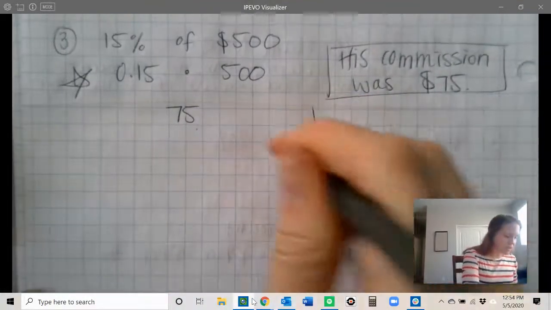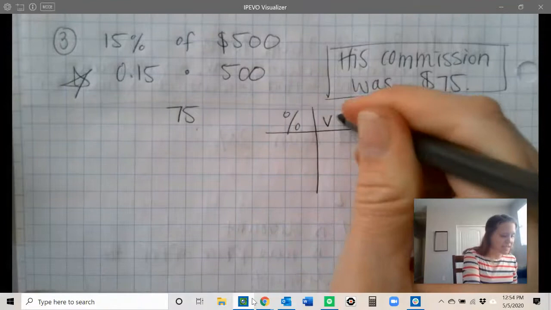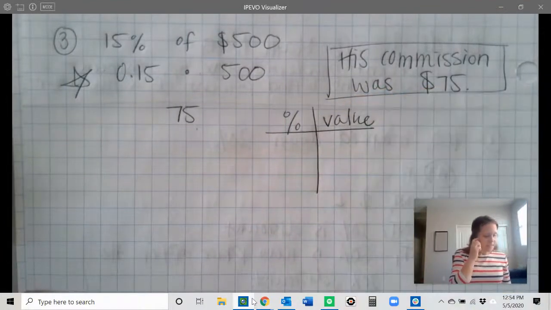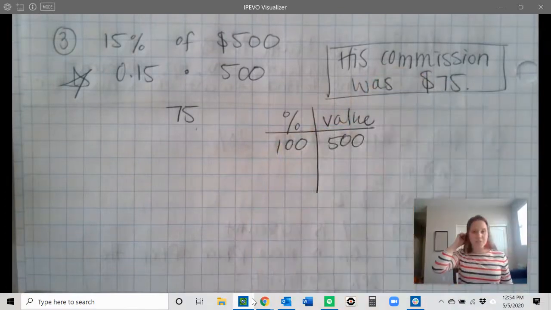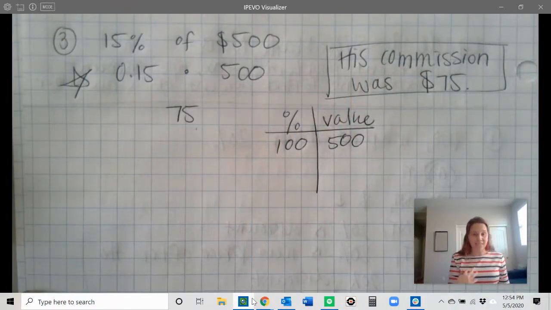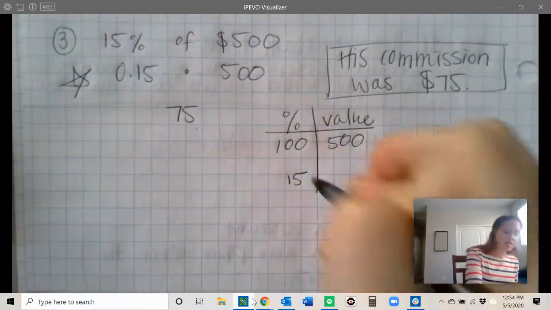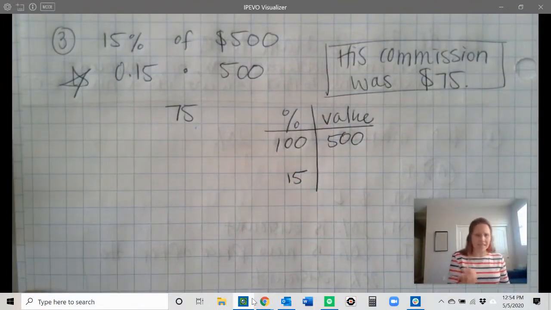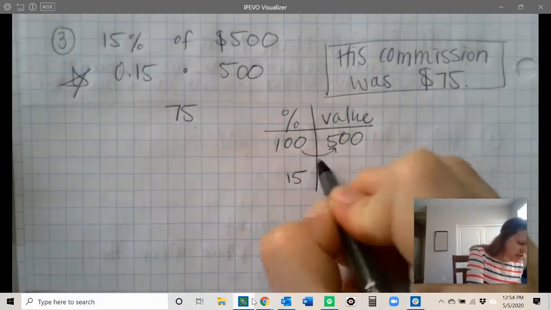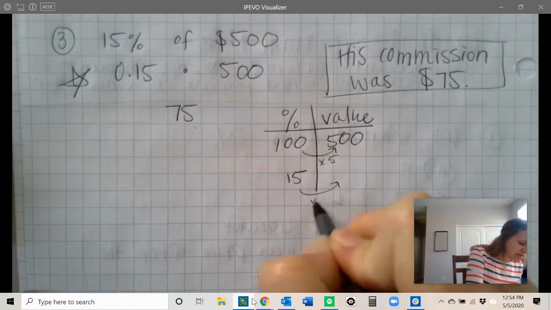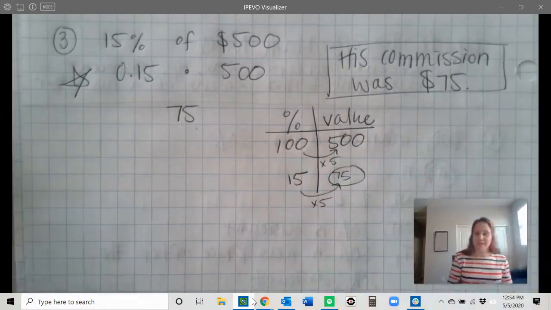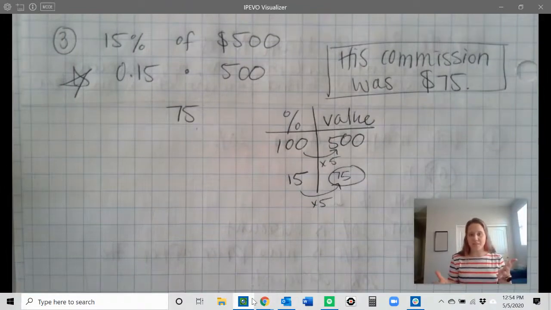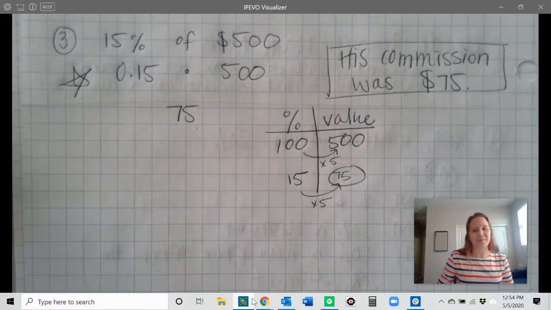If you use a ratio table, percent and value, same thing. I know that $500 was my original amount, that's 100%. I want to find 15%. I like using this within ratio relationship: times 5, times 5, 15 times 5, you guessed it, is 75. Both strategies are great. You pick your favorite, and a bonus if you write down both on your paper.